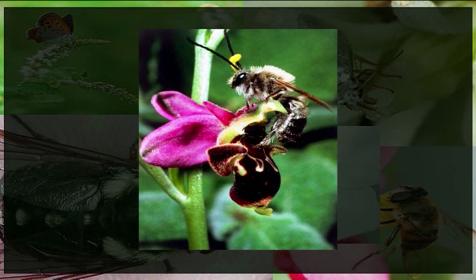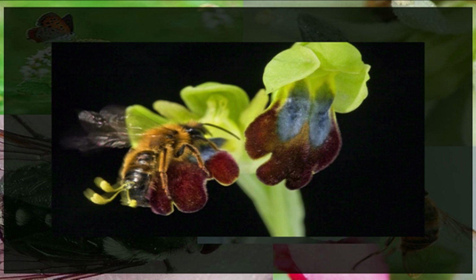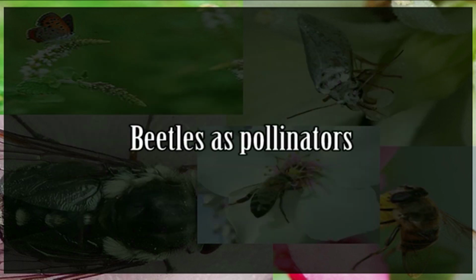When he later attempts to copulate with another flower, some of the pollen from the first flower is deposited on the second. So complete is the deception that sperm have actually been found inside the orchid flowers after a visit by the male insect. Now see the example of beetles as pollinators.